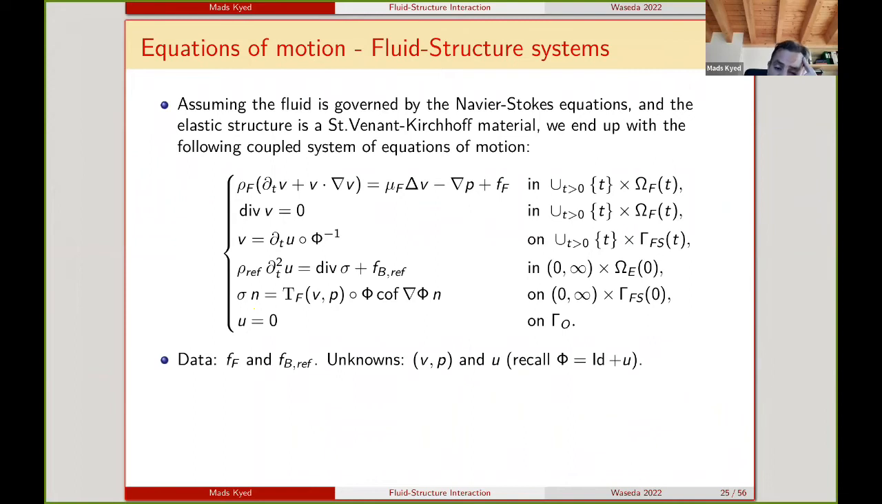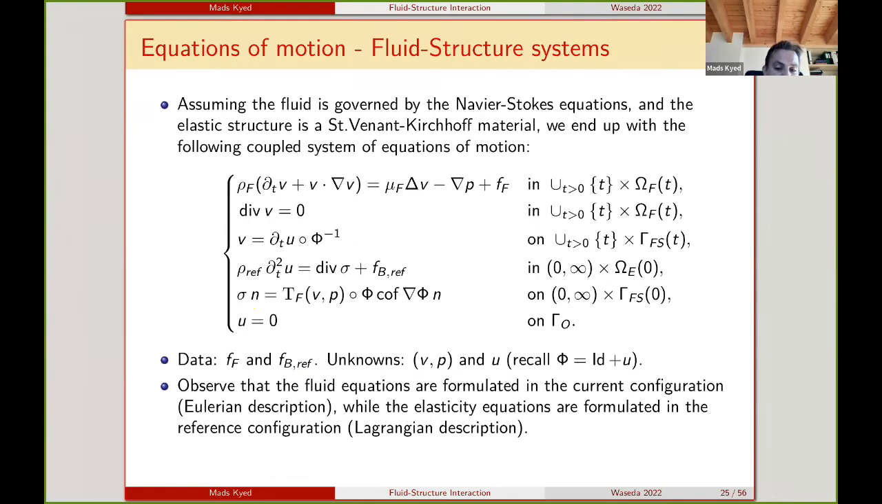Our data, when we treat this problem as mathematicians, try to find a solution for given data. The data are the outer force in the fluid and the outer force in the elastic material. And the unknowns obviously are the motion of the fluid given by the velocity field and the pressure term, and the deformation, or rather displacement u of the material.